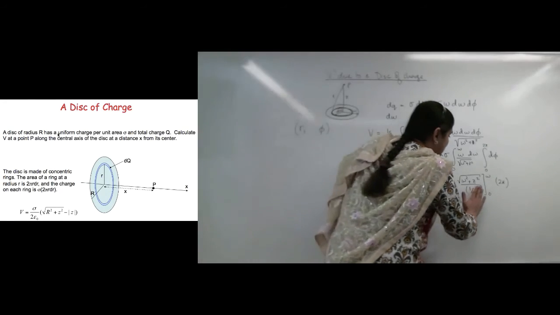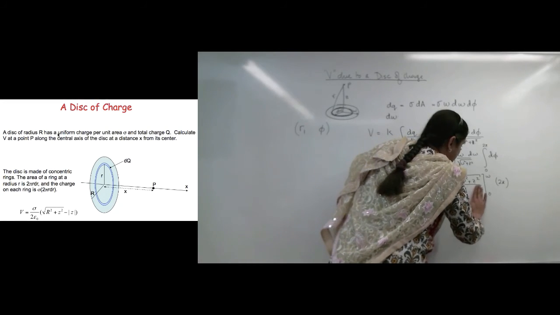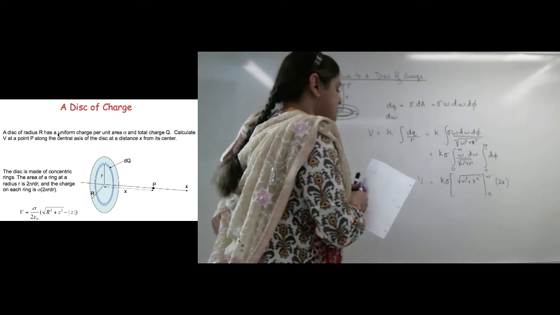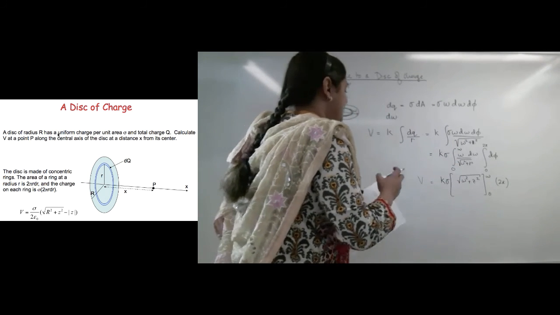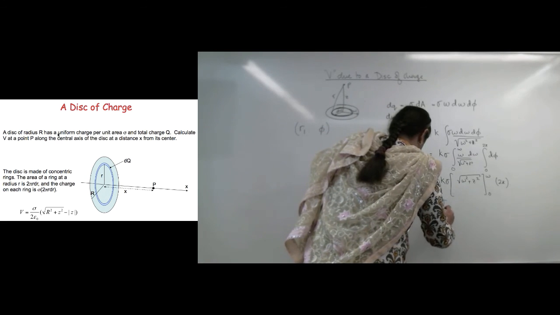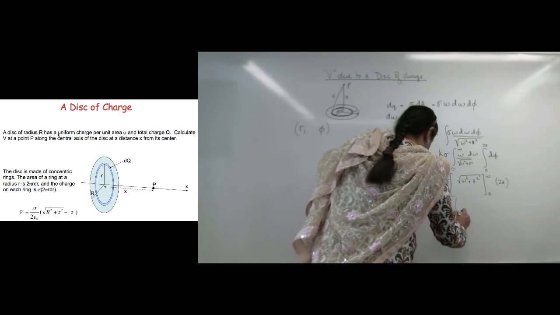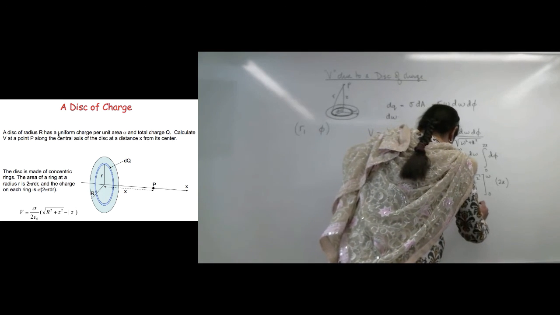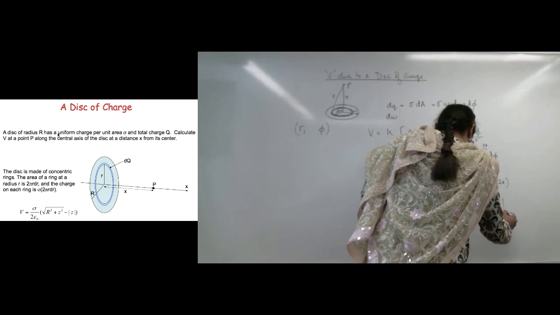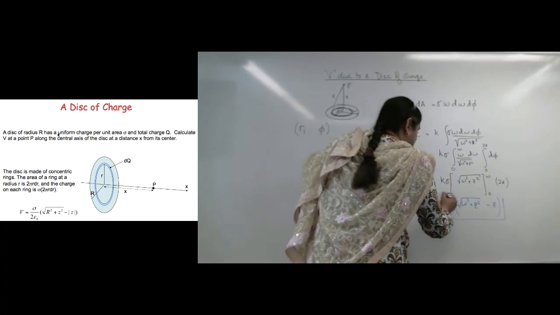Actually, I think I made a mistake. There won't be a 1 over 2 pi here. And your final answer in terms of omegas will be equal to sigma over 2 epsilon naught times the square root of omega squared plus z squared, minus z, and that is going to be your V.